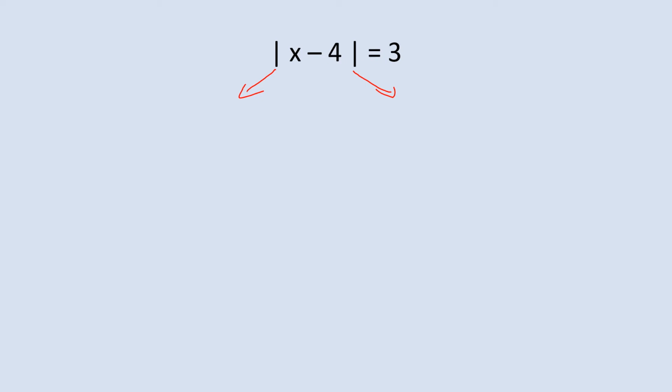We want to write two different equations. Whatever's on the inside, we write twice: x minus 4, x minus 4. Now we want this to equal 3, which means we want it to be 3 away from 0. 3 is 3 away from 0, and negative 3 is 3 away from 0. So those are the two equations that we set those things equal to. And then we're just going to solve them out.